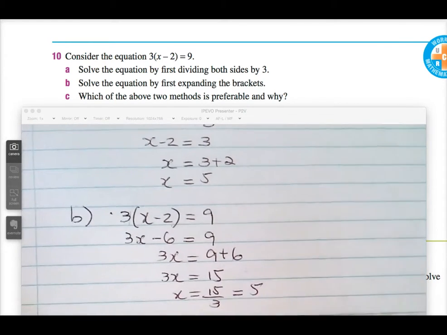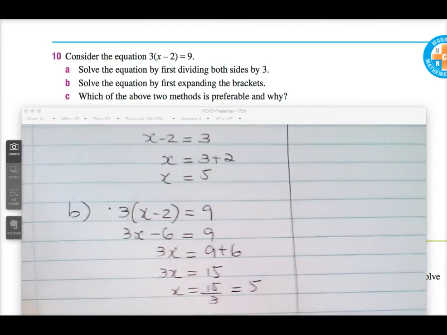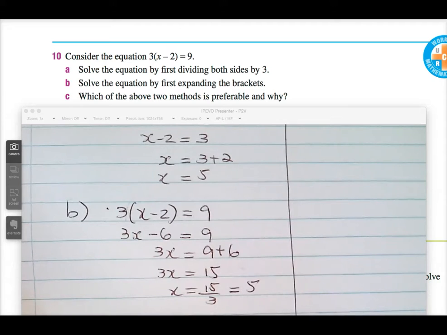They both work. It says which do you prefer and why. Which? Anyone? What do you prefer? It's a personal taste. Yes. Yeah, I know you would.